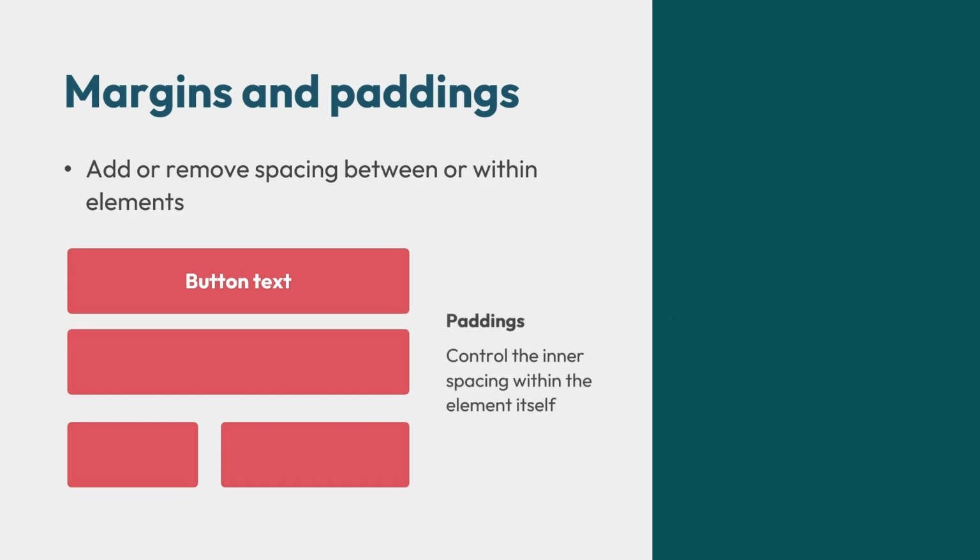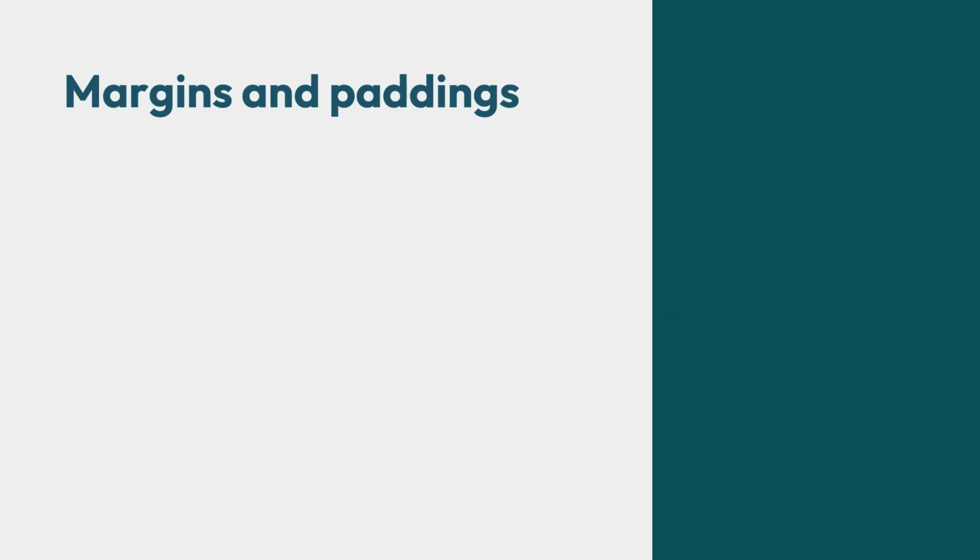Now paddings control the inner spacing within the element itself. So this would be basically the spacing between the text and the edge of the button or the edge of the container. And for example, let's put a class pink button on our button. On the right side, you can see how we could determine this spacing or this padding in CSS.